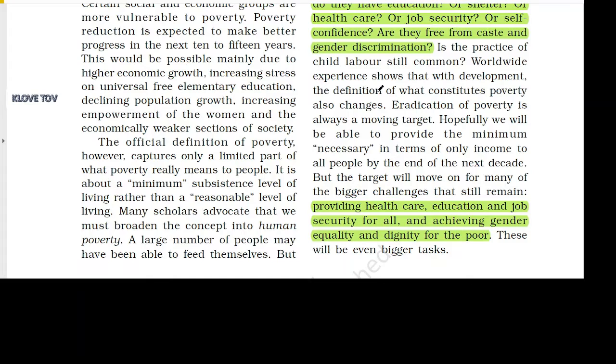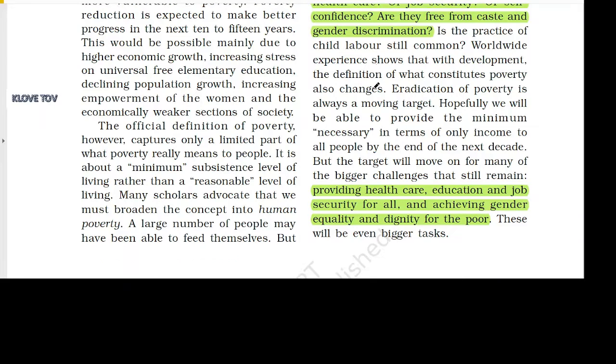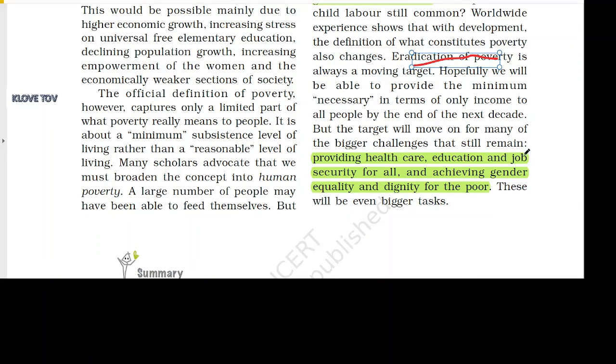Worldwide experience shows that with development, the definition of what constitutes poverty also changes. Eradication of poverty is always a moving target. Hopefully, we will be able to provide the minimum necessary in terms of only income to all people by the end of the next decade. But the target will move on for many of the bigger challenges that still remain: providing healthcare, education, and job security for all, and achieving gender equality and dignity for the poor. These will be even bigger tasks.